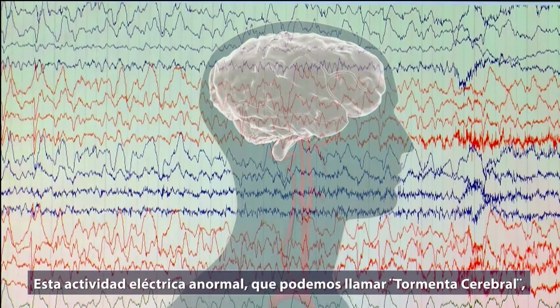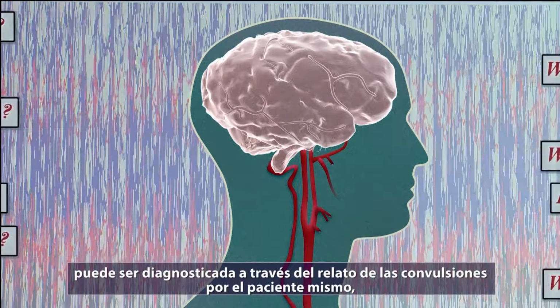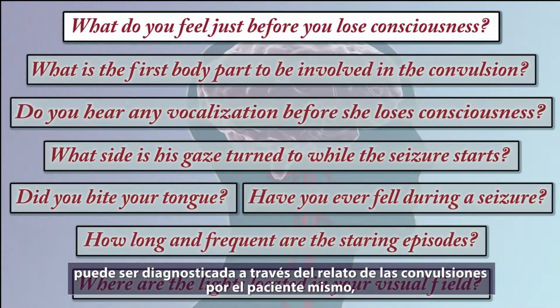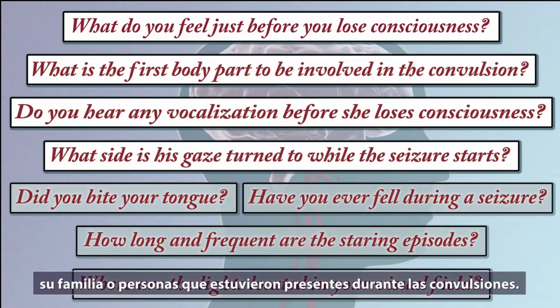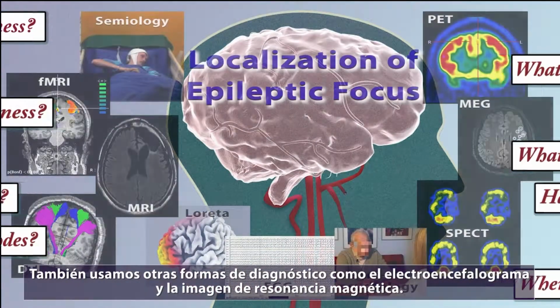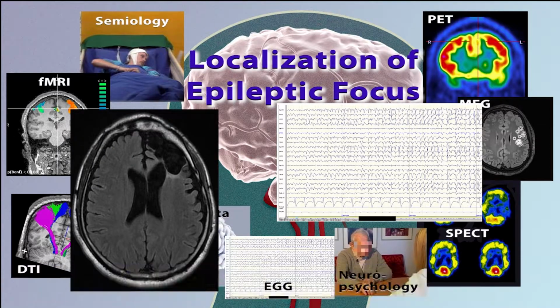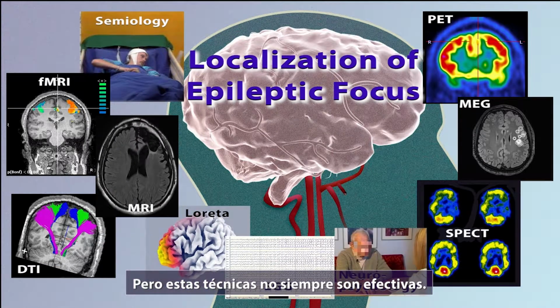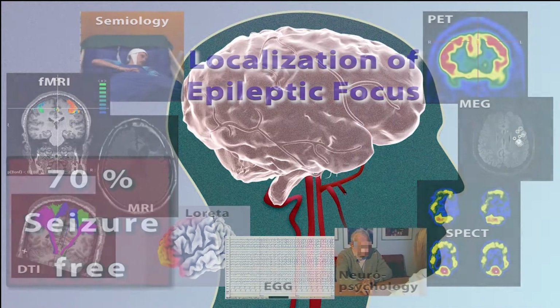This abnormal electrical activity in the brain, this brainstorm, if you may say it, the way we diagnose it is by hearing the history of the seizures from the patient himself and from the family or other people who were around when he had a seizure. And we also use other diagnostic tests like EEG and MRI, but they are not always conclusive. We don't have a good biomarker for the disease.